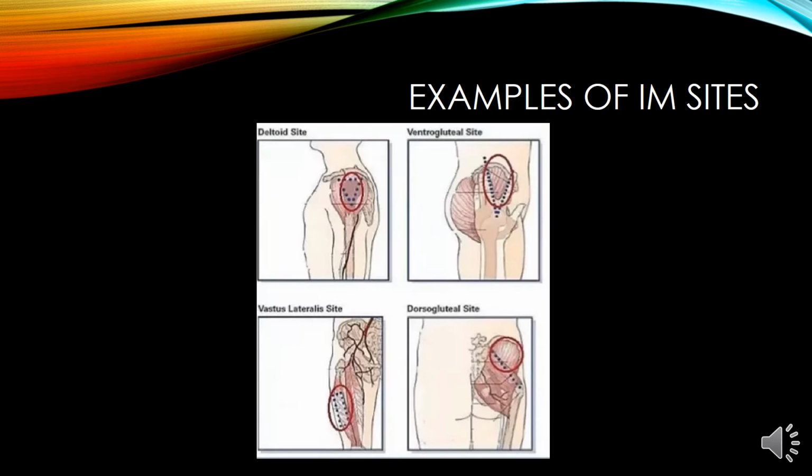These are some examples of IM sites that are commonly used for injection. You see the deltoid site, the ventrogluteal site, which is the hip, the vastus lateralis site, which is the leg, and the dorsogluteal site. As we discussed in class, the dorsogluteal site is strongly discouraged from use nowadays because of possible damage to the sciatic nerve in that area.